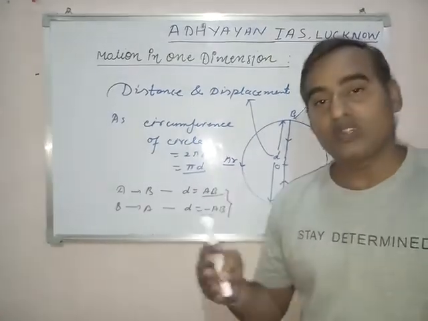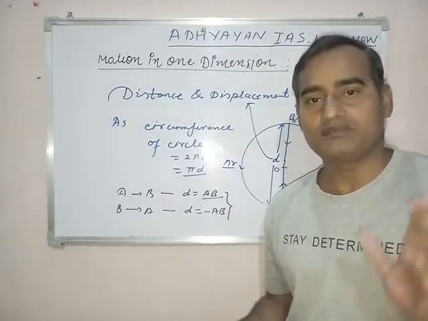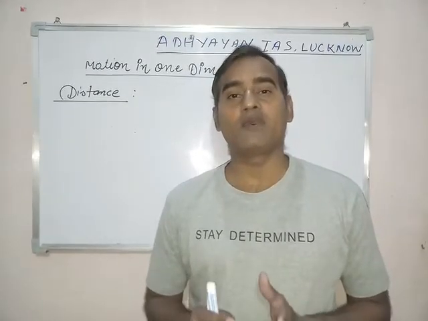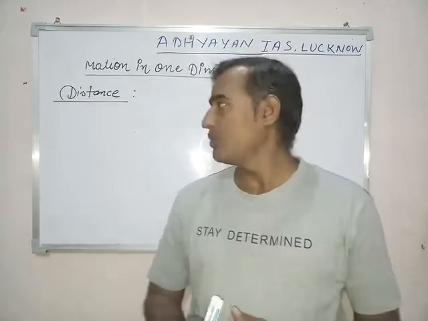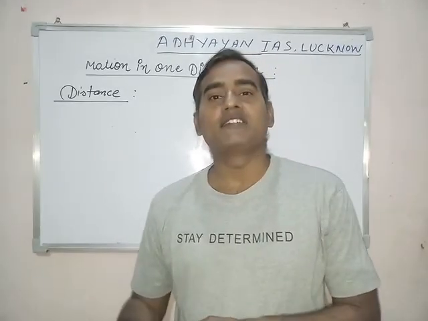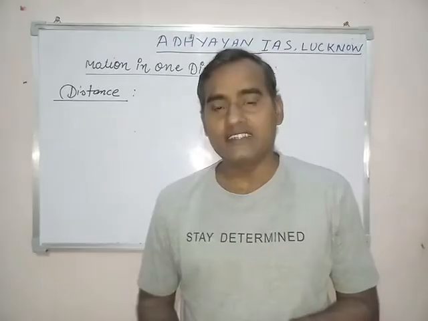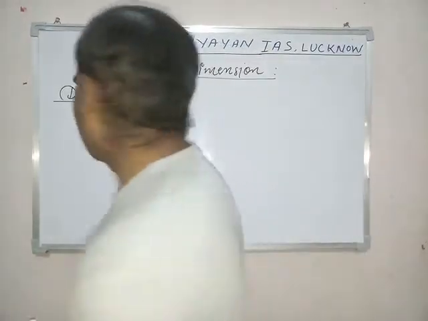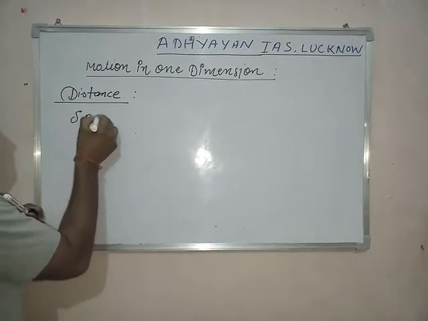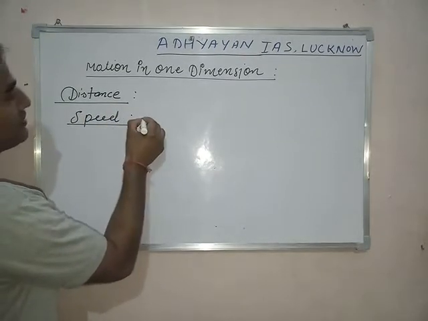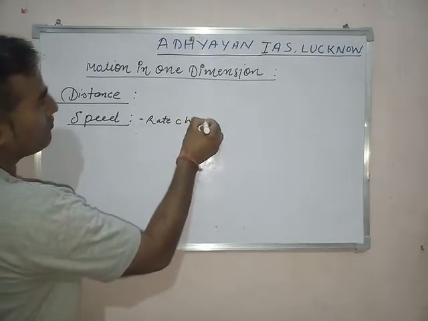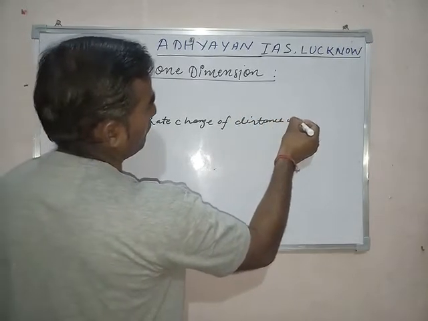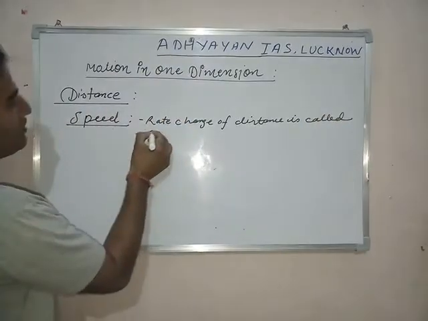So students, we are going to discuss next the speed. What is the speed? What is the distance and what is the importance of distance in kinematics? So here, rate change of distance is called speed. Rate change of distance is called speed.